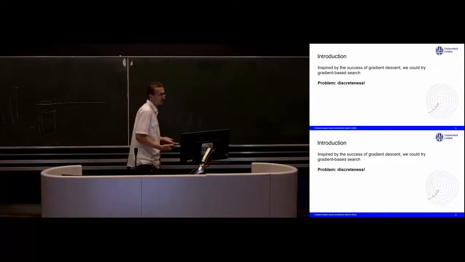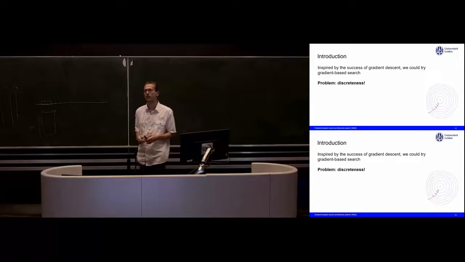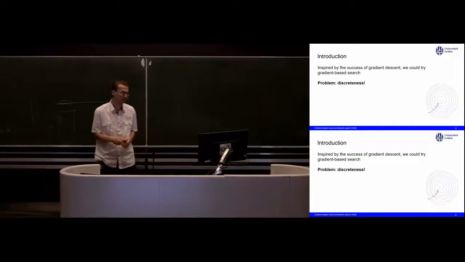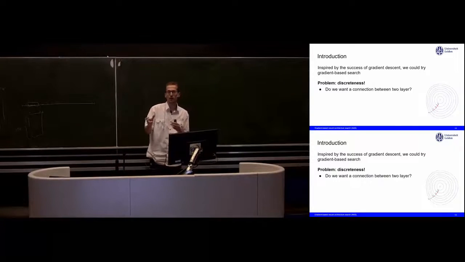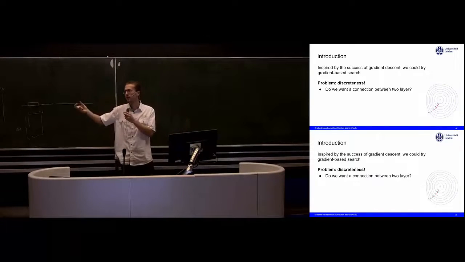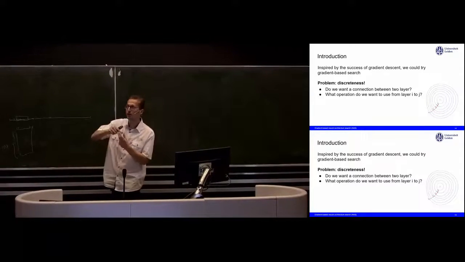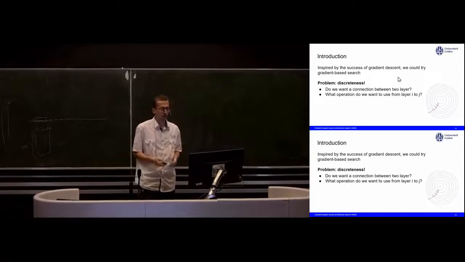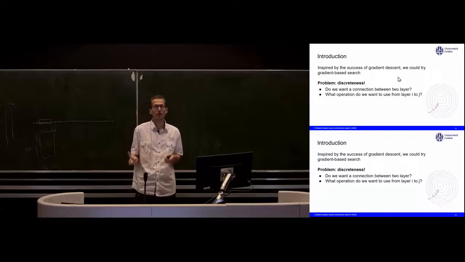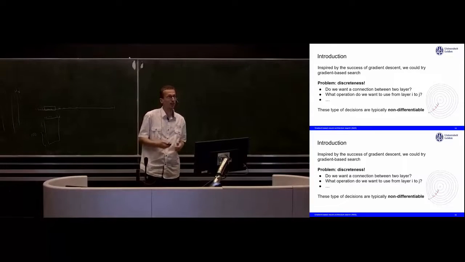And we encounter a problem then, because many choices that you make when designing a neural architecture are discrete. For example, we have questions like, do we want to have a connection between two layers? Do we want to have an operation going from one layer to another layer? Or what operation do we want to use if we go from layer 1 to layer 2, for example? With the discrete choices that we have to make, the problem is that these choices are not differentiable by nature. So there is no gradient signal that we can naturally use in order to optimize a given objective.